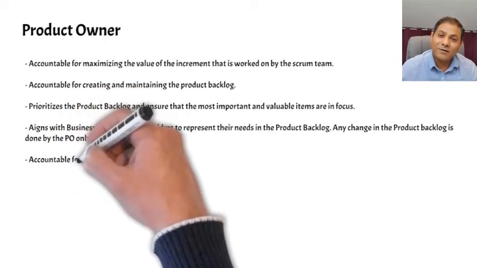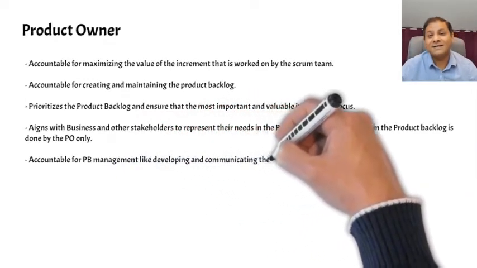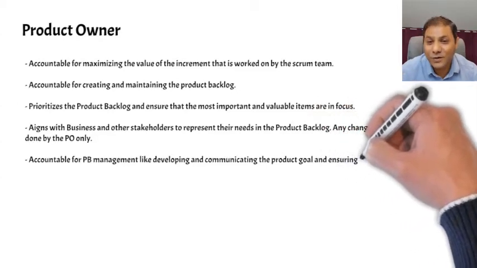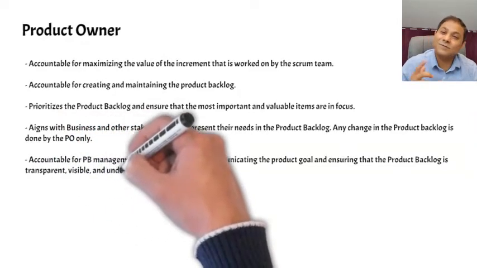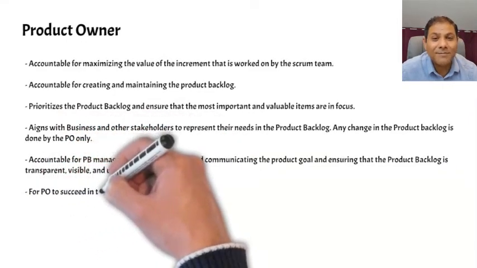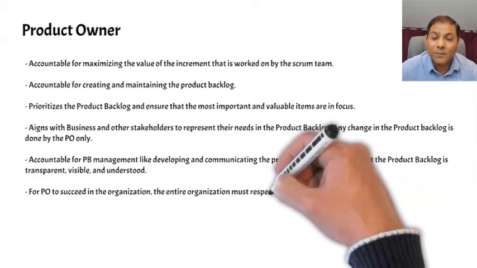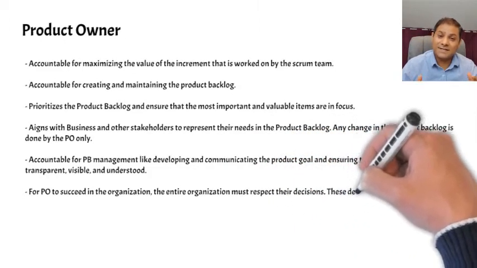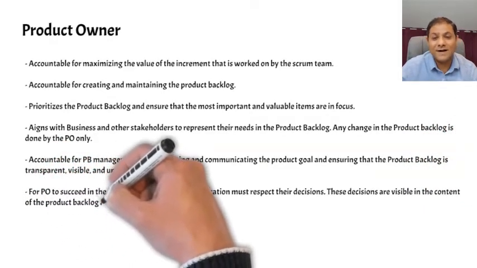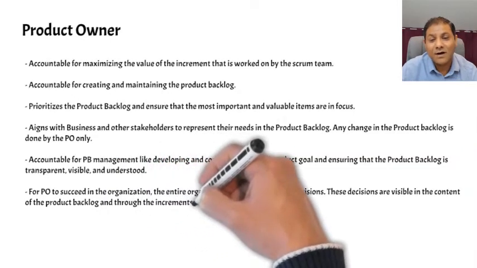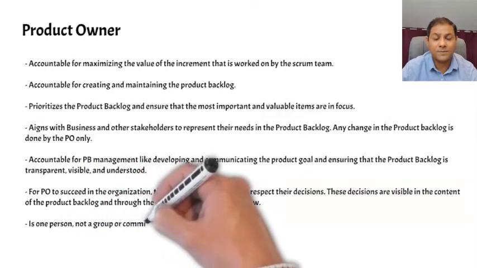The product owner prioritizes the backlog based on the market and business needs, and this is how they also ensure that the Scrum team is focusing on the most important item. That brings us to the first point. This is how they also maximize the value of an increment that is worked on by the Scrum team. For a product owner to succeed in the organizations, it's imperative their decisions are respected by the entire organization. And these decisions are visible and made transparent through different artifacts and events, for example, product backlog or an increment that is reviewed during the sprint.